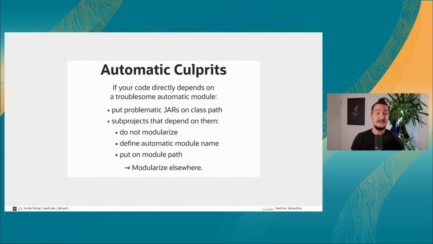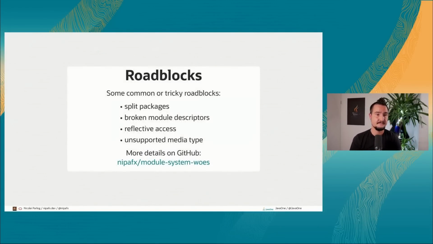If your code directly depends on an automatic module, that does cause problems. So you have a module and you depend on something that causes problems as an automatic module. What you can always do is not have a module in the first place. You can take that part of your system, put it into a regular plain old jar, and then that can depend on something that ends up on the class path. So that way you can demote the troublesome jar from the module path to the class path so it doesn't cause any issues. And then you can go off and modularize elsewhere.